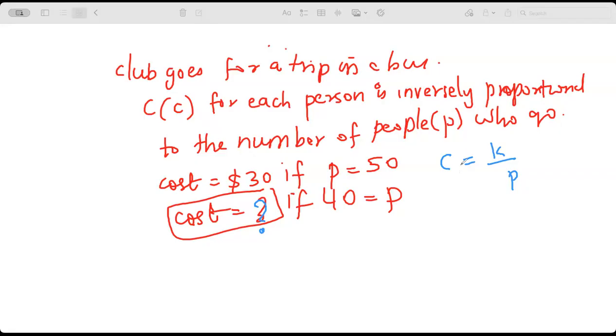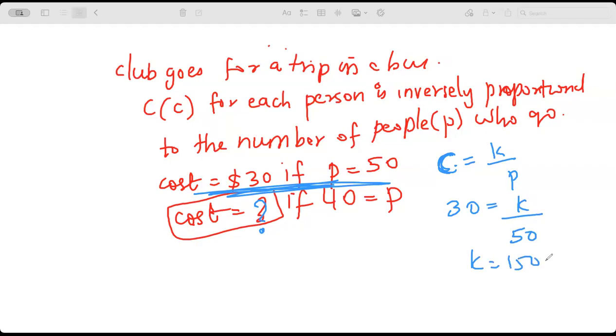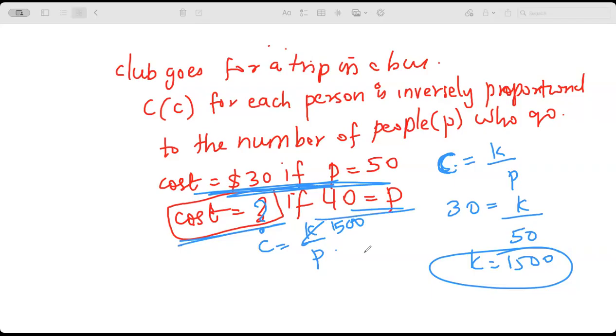Okay, I will ask you, Rishit. Cost is equal to K by P. They have given this one line sentence, right? Cost is 30 if P is 50, so K will be equal to 1500. This is correct. After that, C equal to K by P. K is 1500, we found out. And they're asking for cost when P equal to 40. Oh, I read cost as a 3. C will be 1500 by 40, that is 37.5.